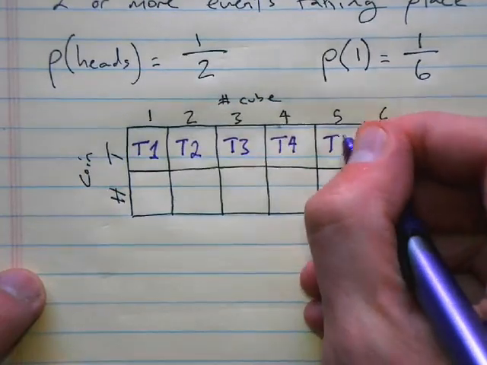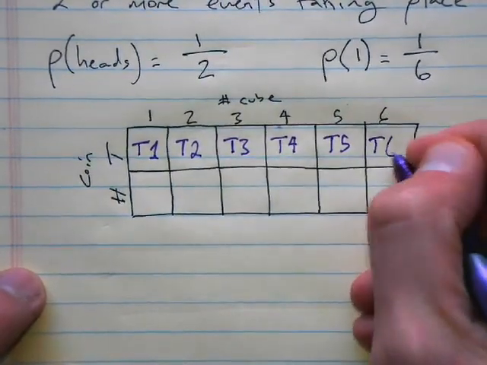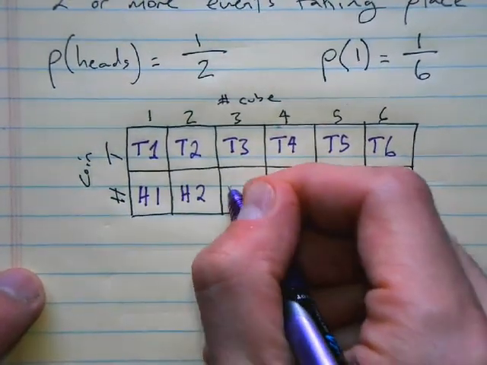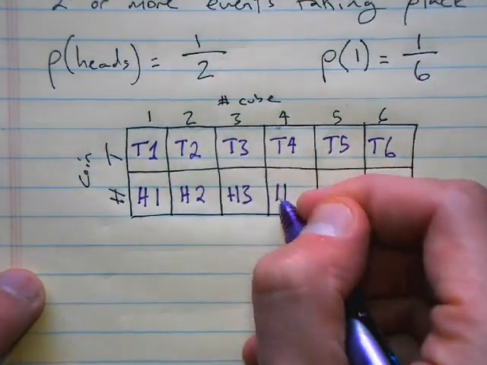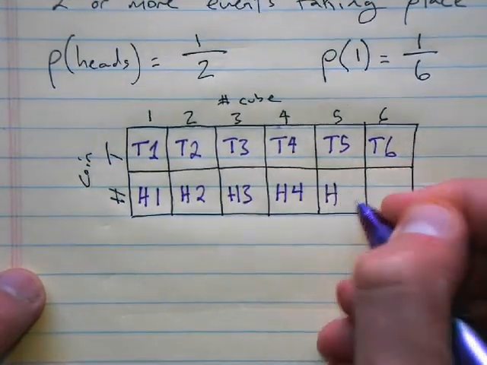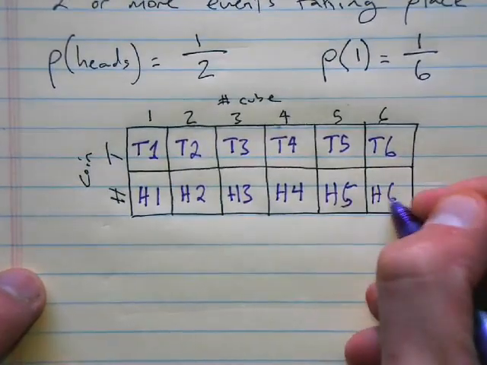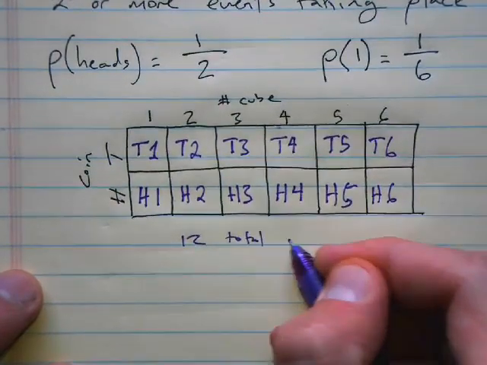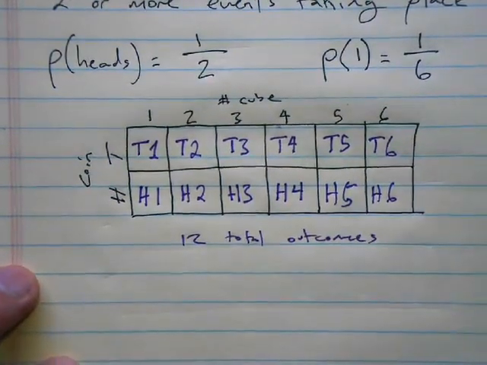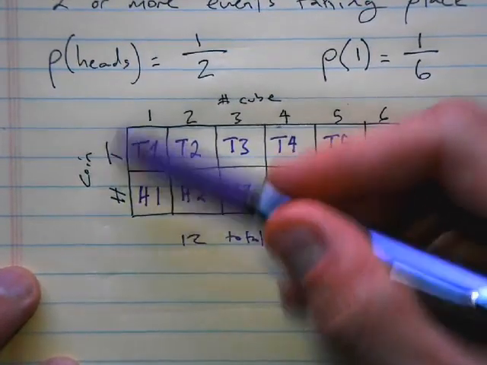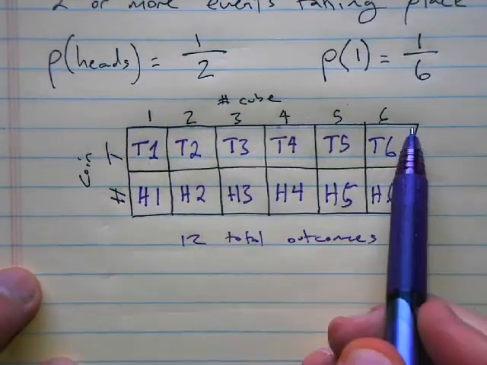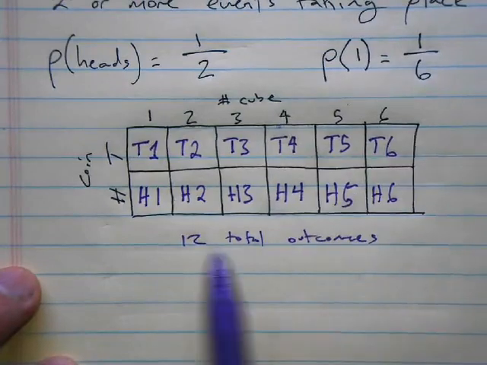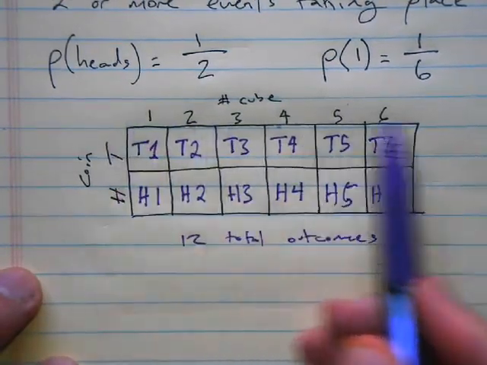You should be able, as you're doing this, to realize how many total outcomes there are going to be without counting. See if you can identify that without counting as we're filling in the rest of this table. There are 12 total outcomes. And that makes sense because there's 2 for the coin and there's 6 for the number cube. And we have to combine them using multiplication to show all of the outcomes. You get 12 total outcomes from 2 times 6.